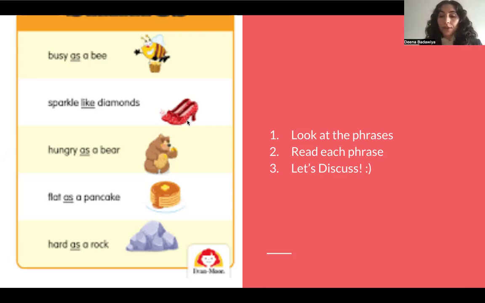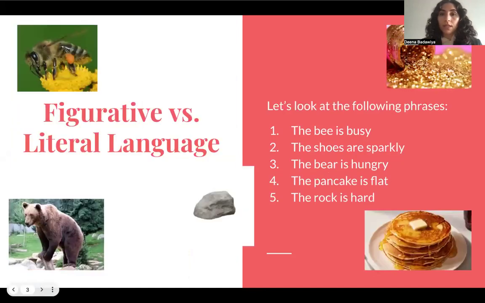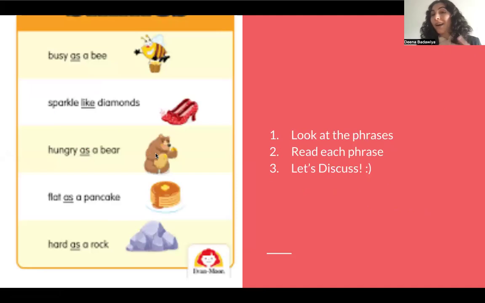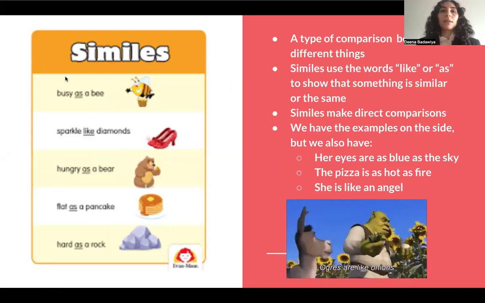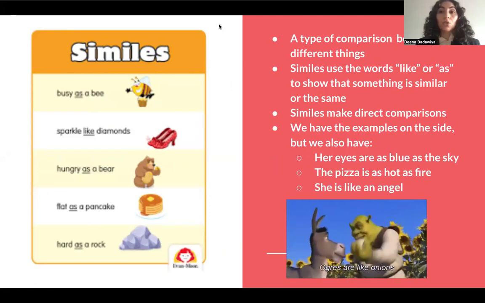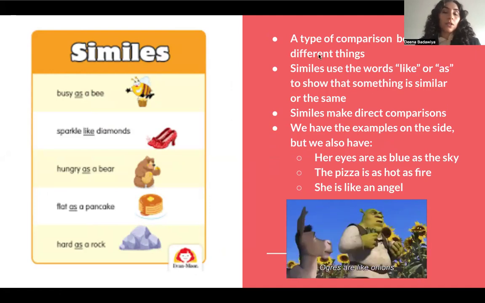Okay. And so these are a little bit different. In the previous one, we saw the bee is busy. The shoes are sparkly. The bear is hungry. The pancake is flat. The rock is hard. And so these ones are using not is, but things like as, like, and things like that. And so here is an example of figurative language. And these are specifically called similes. Okay? And so similes are when we make a comparison of two different things, and we use words like like or as to compare these two things.